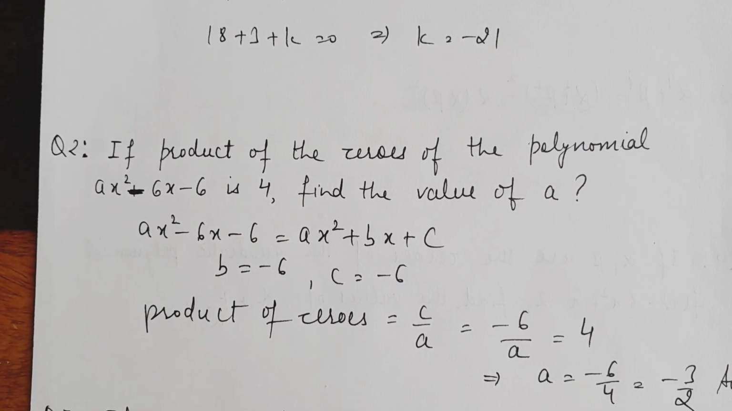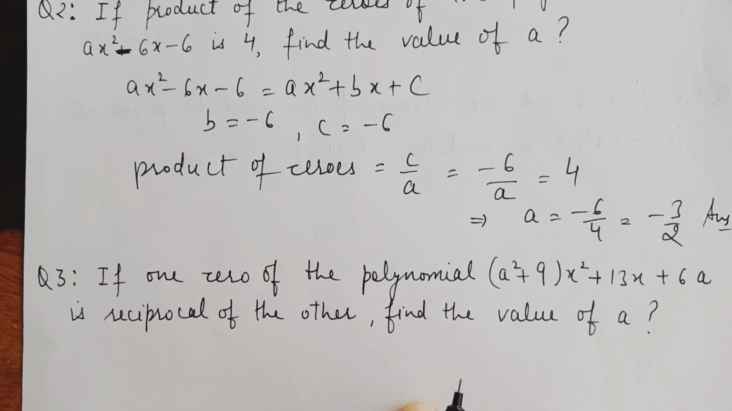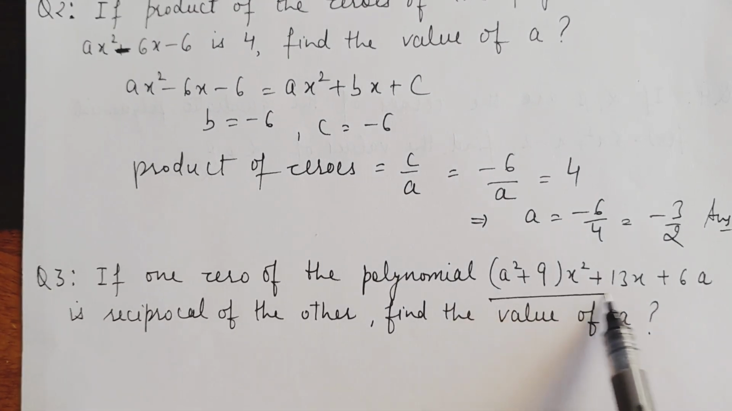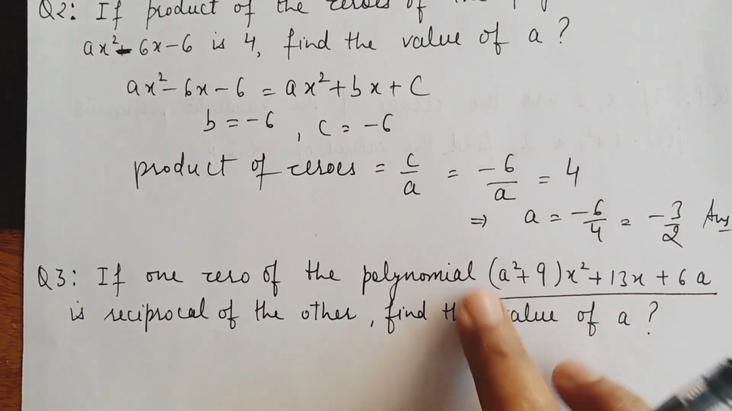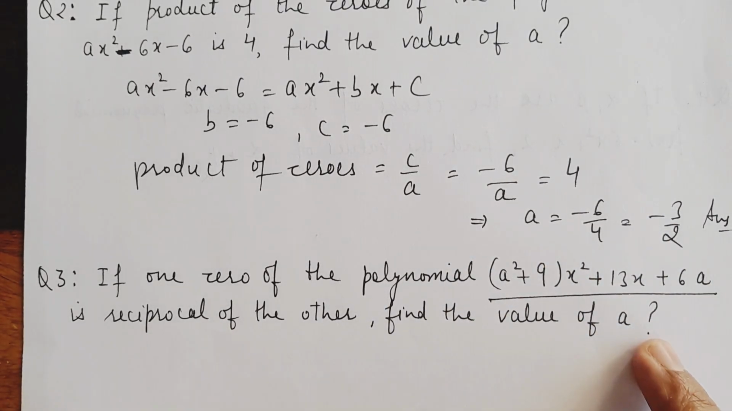Similarly, sometimes you might be given the sum of the zeros also. So for the sum of the zeros, you will use minus b by a and that you will put equal to the given number and you can find the asked variable. Now question number 3. If one zero of the polynomial, this is the polynomial, is reciprocal of the other, find the value of a.